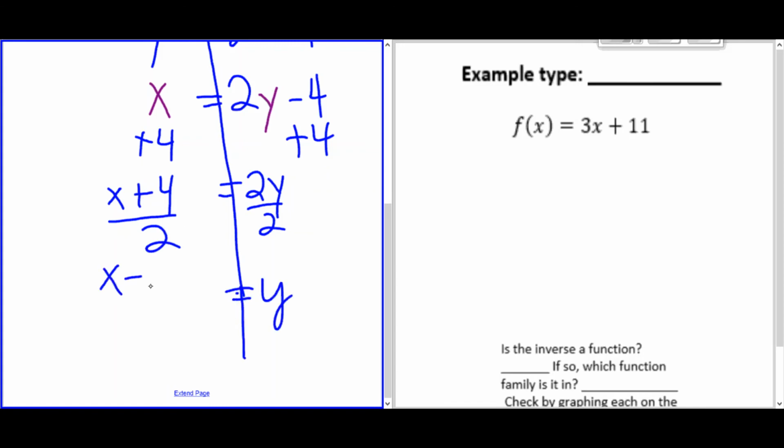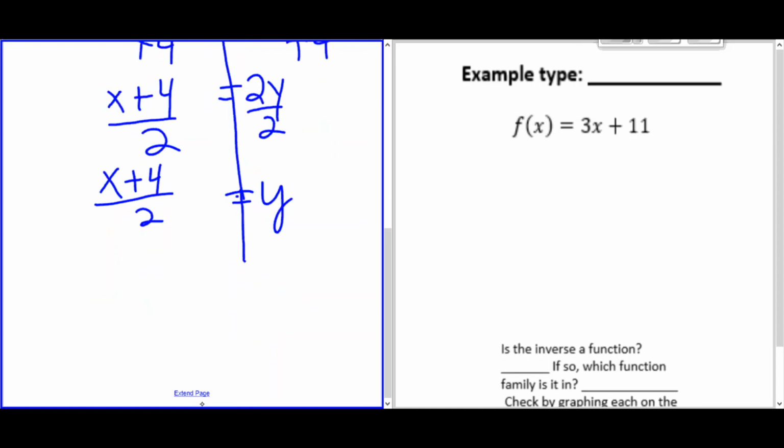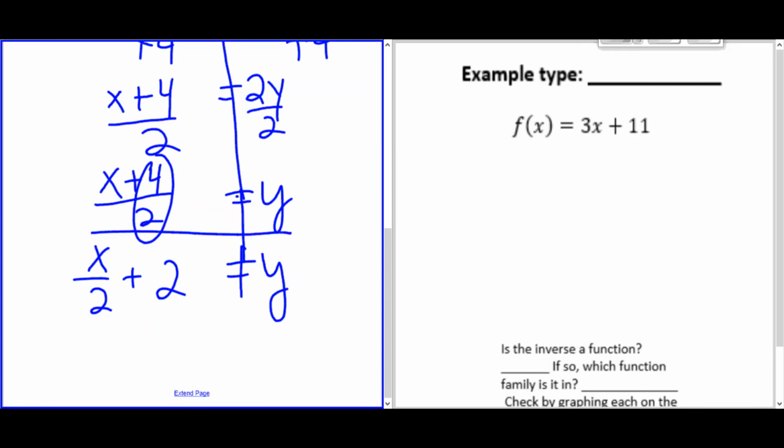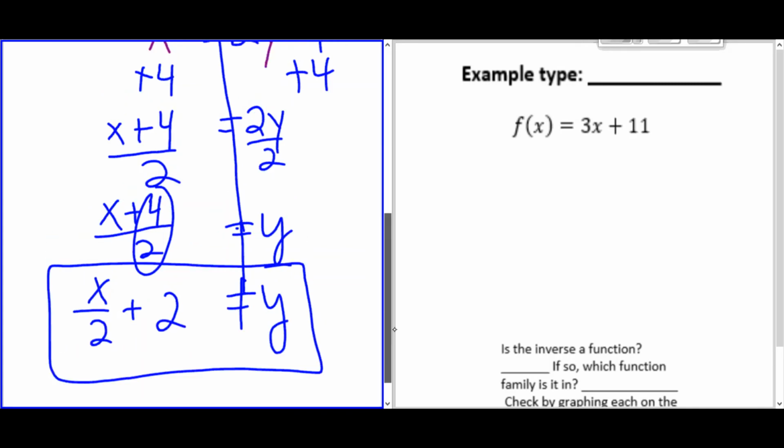It's okay to leave your answer like this, but you really should simplify this. So first, x divided by 2 doesn't simplify, so we're going to leave that as x divided by 2. But 4 divided by 2, this reduces. 4 divided by 2 is 2. So this gets me x divided by 2 plus 2 equals y. So this is the inverse of that original function.